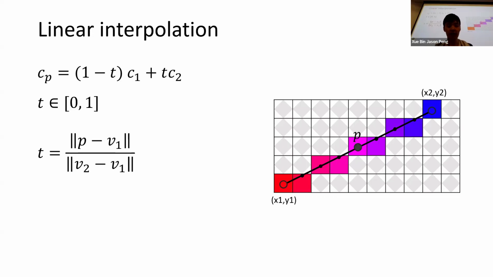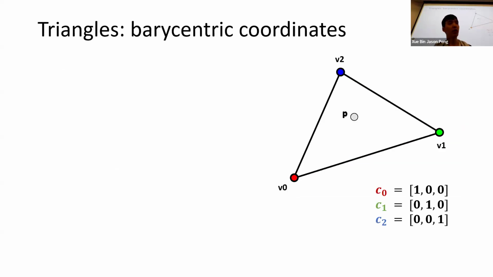So hopefully this linear interpolation example gives you some intuition of how to interpolate colors on a line. And we can think of barycentric interpolation as a generalization of linear interpolation to triangles. So rather than interpolating colors between two vertices, we are now interpolating colors between 3 different vertices instead.